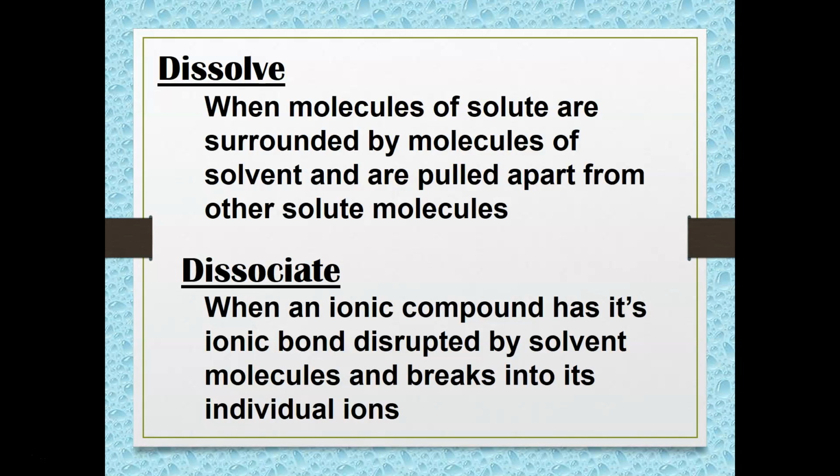You can have things that dissolve but don't dissociate, like sugar. Sugar will dissolve, the particles will spread apart, but they will not turn into ions. You can have things that dissolve and dissociate, like table salt, sodium chloride. The sodium chloride bond will be broken, and so that will turn it into its individual ions, and they will float around by themselves as ions now.